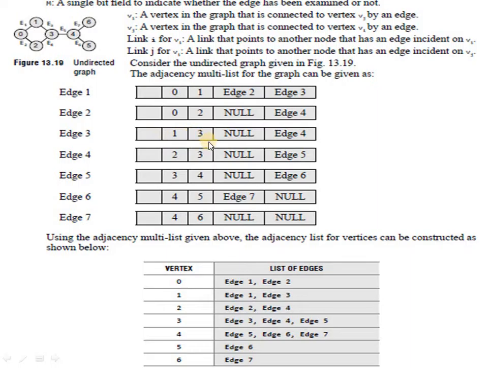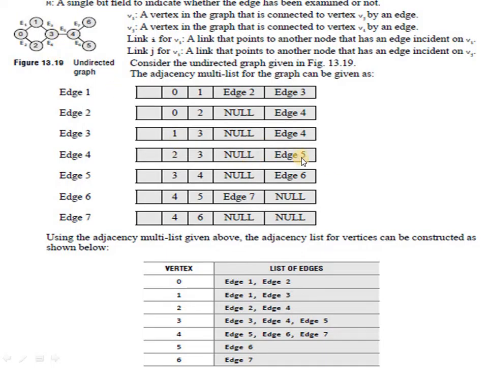1, 2, 3. It is null, and then edge 4 we have to consider now. Edge 4 has vertices 2 and 3, that is V2 and V3. Here we already consider null, and next is E5.